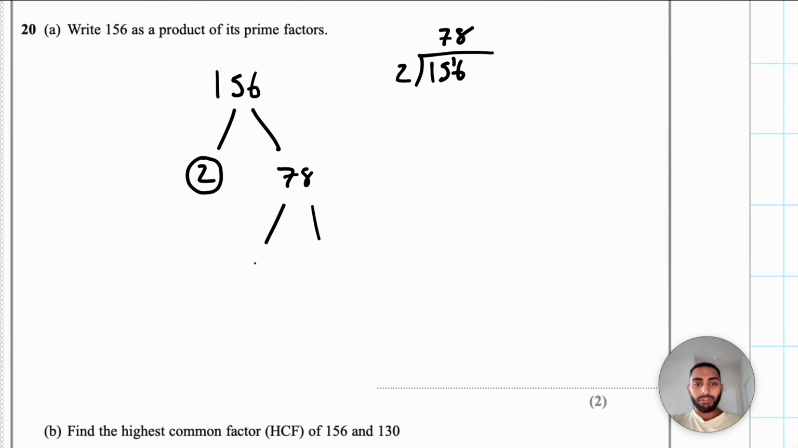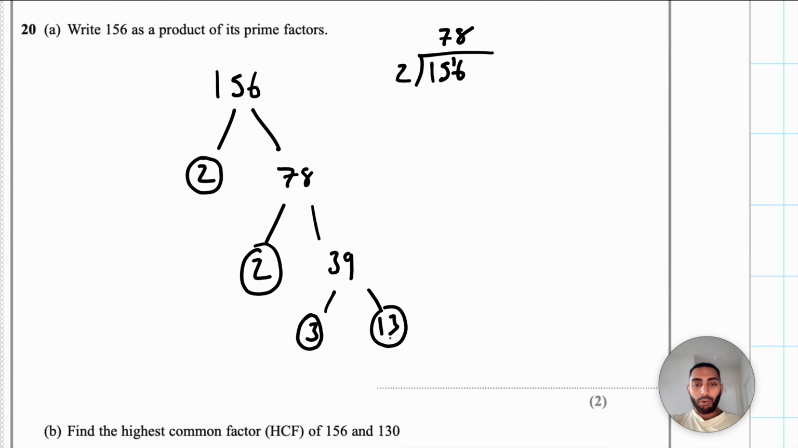This is also divisible by 2. That's a prime, so I circle it. 78 divided by 2 is 39. 39 is not a prime number. I know it divides by 3 because 3 and 9 add up to make 12, and 12 is in my 3 times table. So I'm going to put 3, which is also a prime. And 3 times 13 would give me 39.